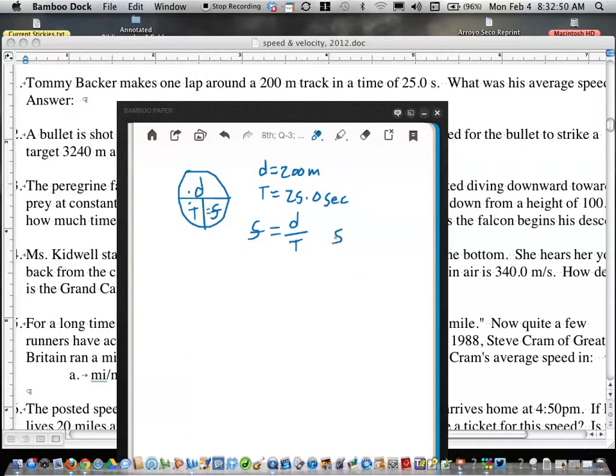S, I'm going to put a little line there. S equals D is 200 meters, and T is 25 seconds. So S equals what? What does S equal? Yes, Jackie. Good. 8 meters per second.